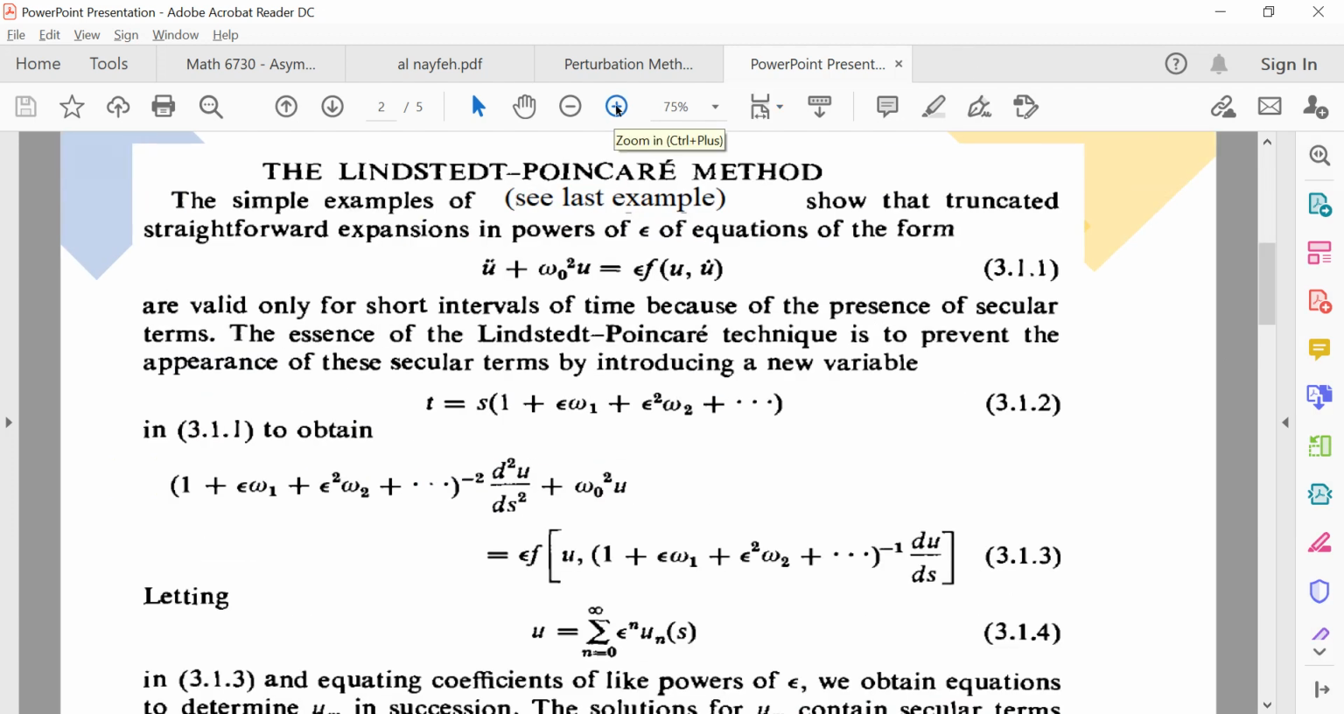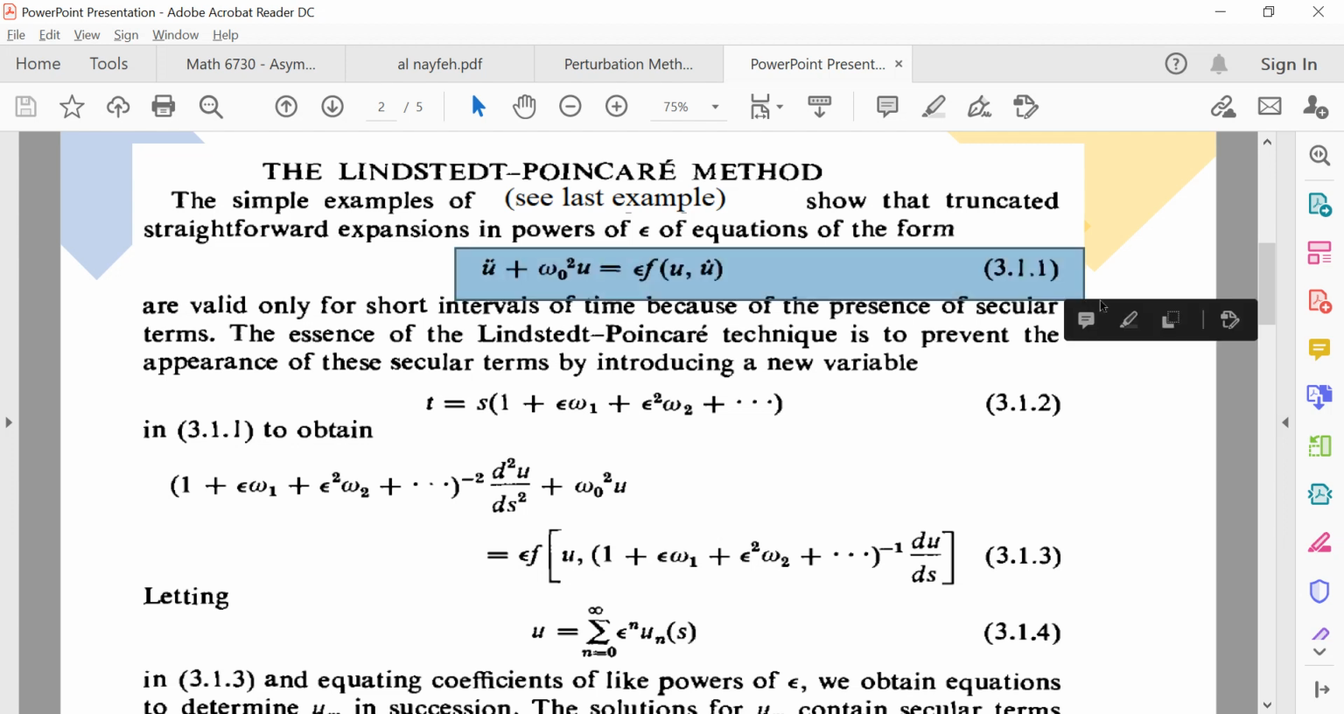This is our first example, and you know that in the Lindstedt-Poincaré technique, as we saw in our last example, the straightforward expansion in powers of epsilon, when applied to an equation of this form, u double dot plus omega naught square u is equal to epsilon f of u and u dot, is valid only for a short interval of time because of the presence of secular terms. Here u prime or u dot means the derivative of u with respect to t.